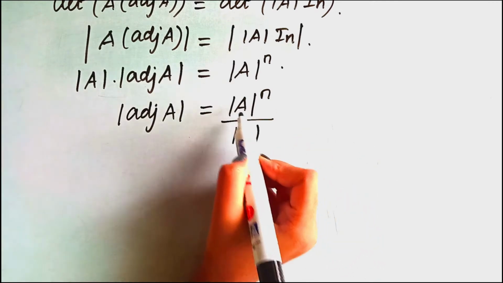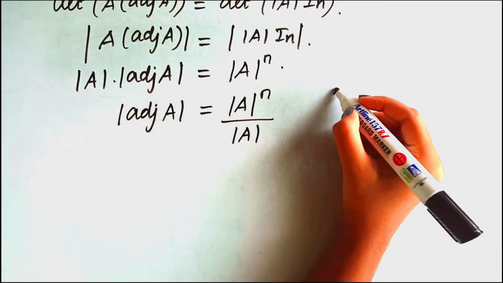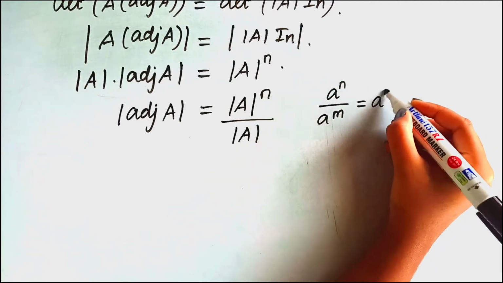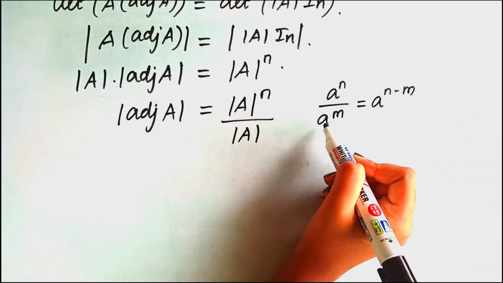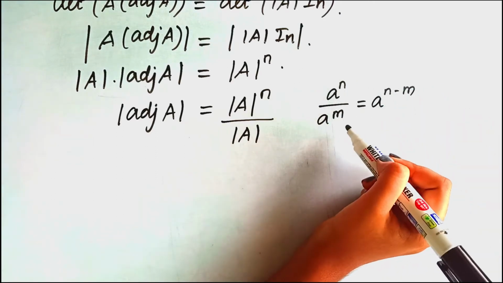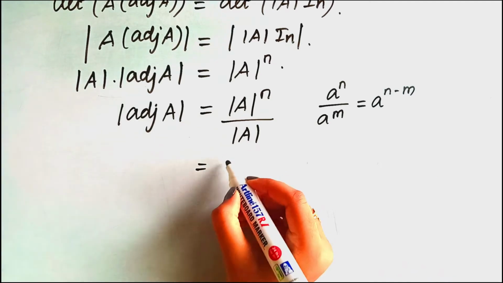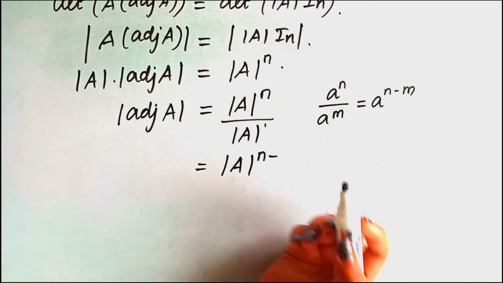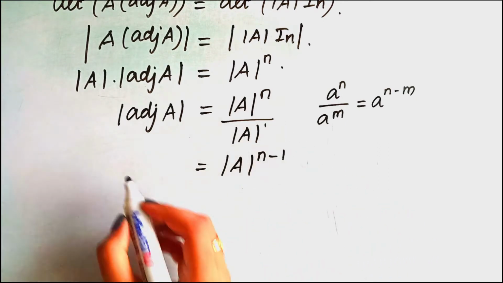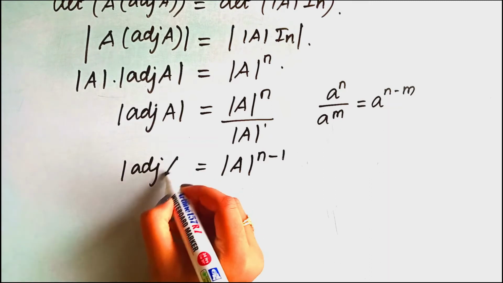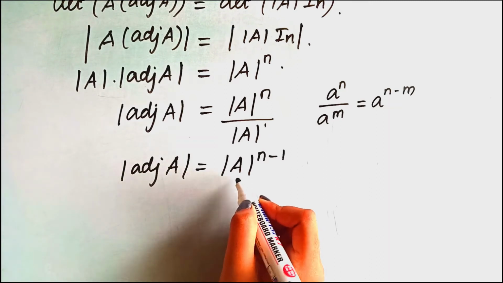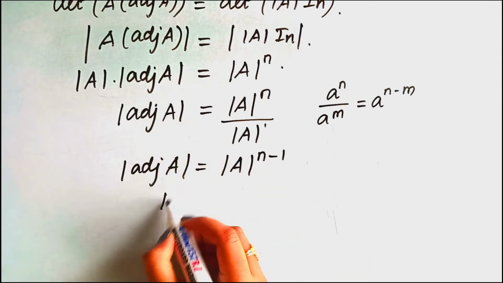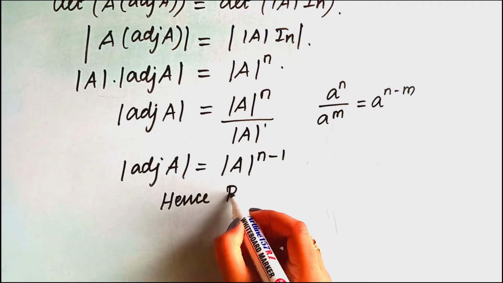So here you can see the bases are the same. You have a formula, right, which is A power n divided by A power m is equal to A power n minus m, which means if the bases are equal, you can subtract the powers, right? So if we do that, we'll have determinant of A n minus, here there is a power 1, right? So let's take that as 1 here. So determinant of adjoint A is equal to determinant of A power n minus 1. So this is what we have to prove. So therefore we have proved it. I can write it as hence proved.